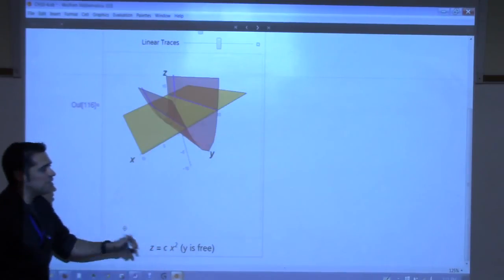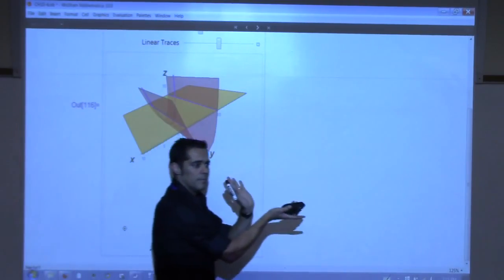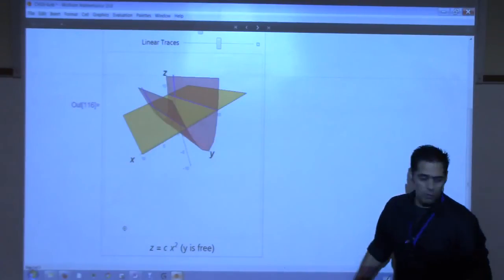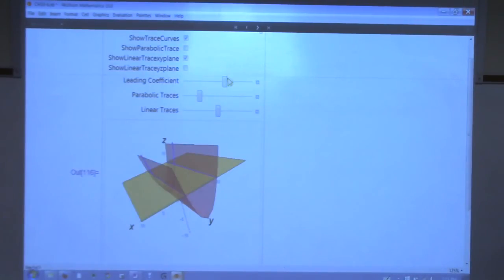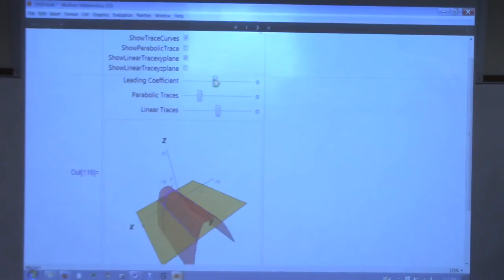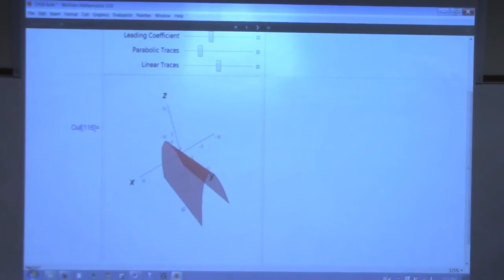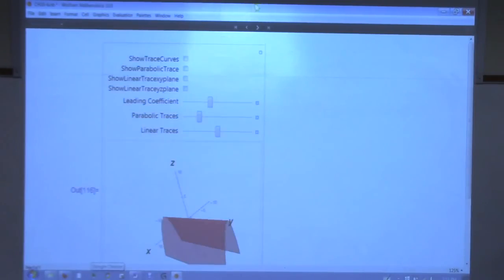Changing this value of c just opens the parabola up. And if you make it negative, it'll do what? Fold it over, right? If I make my c negative, I don't know if I actually included that in here. Flip it over. See that? So it actually flips it over. All right, that's parabolic cylinders.